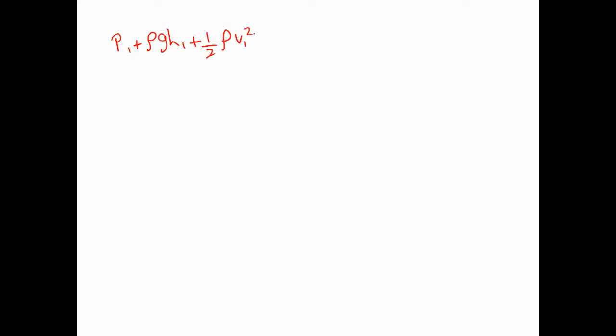Okay, so I can just write my Bernoulli's equation here. P1 plus rho g h1 plus half rho v1 square is equal to P2 plus rho g h2 plus half rho v2 square.